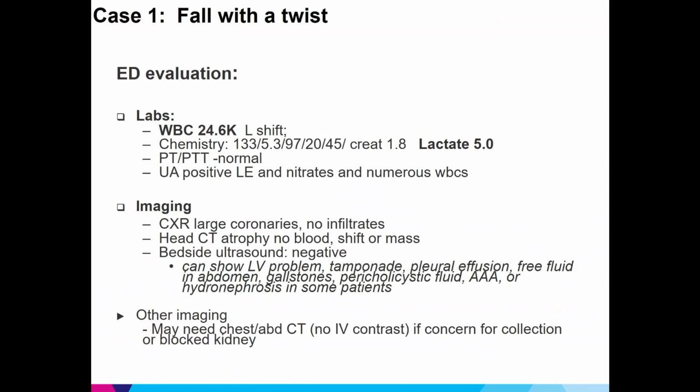On presentation to the ED, we are able to get immediate workup done with blood work consisting of a white blood cell count on the CBC of 25,000 with a left shift, a basic chemistry indicative of a creatinine of 1.8 and a lactate of 5. His coag studies are normal, and a urine study comes back positive with esterase and nitrates and numerous WBCs.